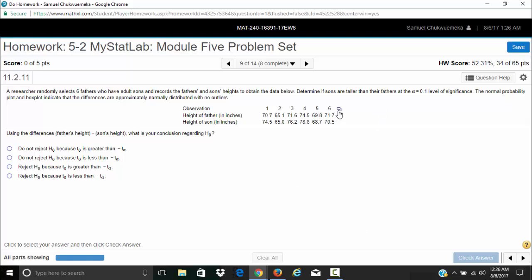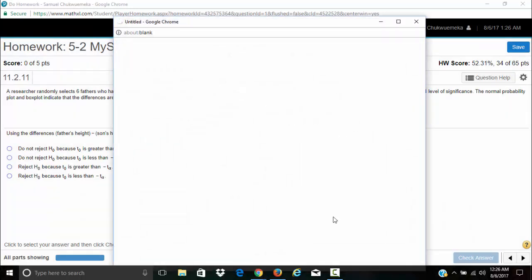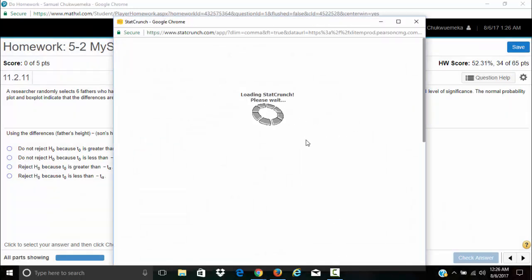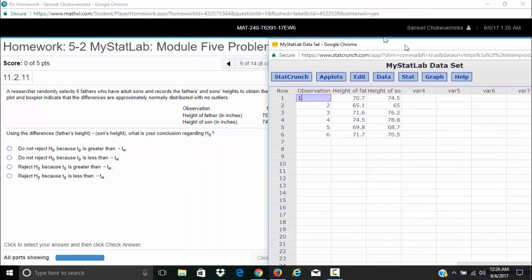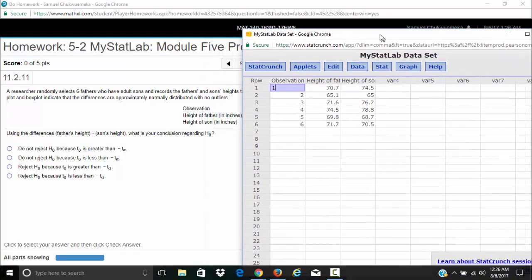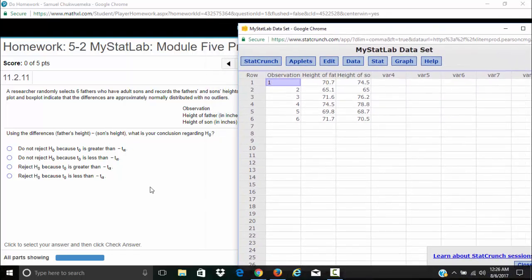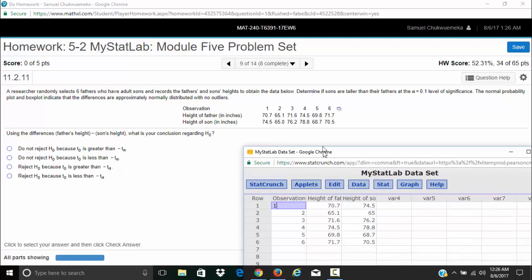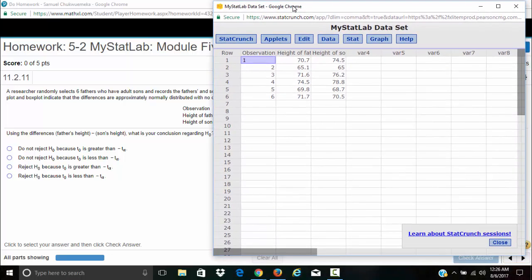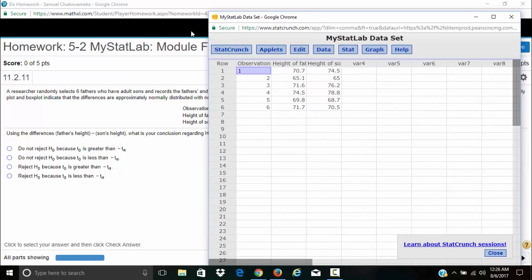Okay, so we open this in StatCrunch. This is a one-tailed test, left-tailed. I see here they want us to test this using the classical approach. Don't worry, we're going to do it with both: with p-value, and also with the classical approach. P-value is usually easiest with technology, but I'm going to show you the classical approach too.